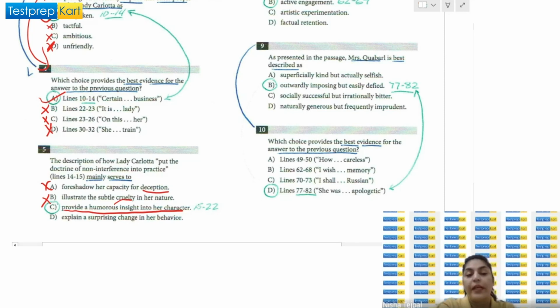Let's read D. Explain a surprising change in her behavior. This is not a surprising nature that the author is explaining, because we know that she has this habit of interfering in other people's matters. So no surprise is being shown here by the author.